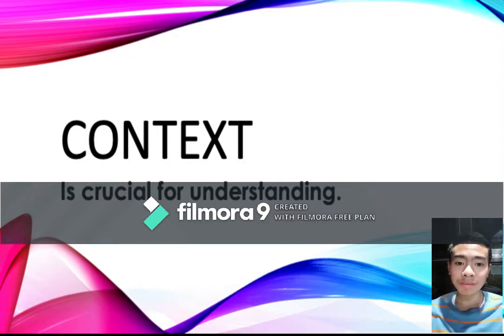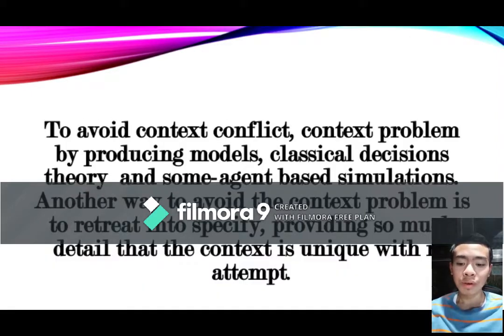Context is crucial for understanding. To avoid the context problem, some approaches produce general models, such as classical decision theory and some agent-based simulation. Another way to avoid the context problem is to retreat into specificity, providing so much detail that the context is unique, with no attempt at generalization.